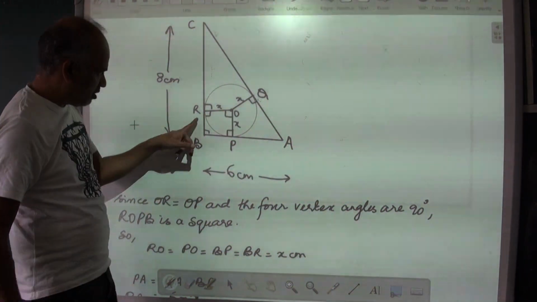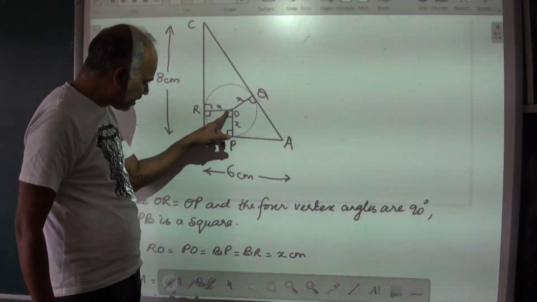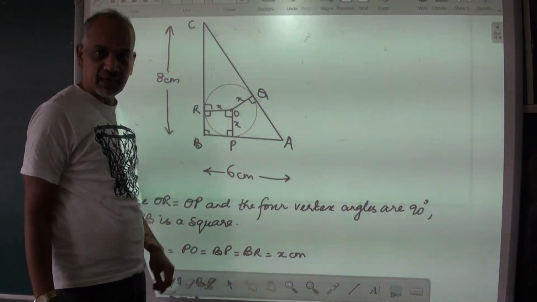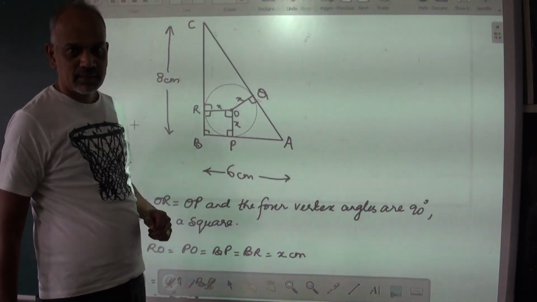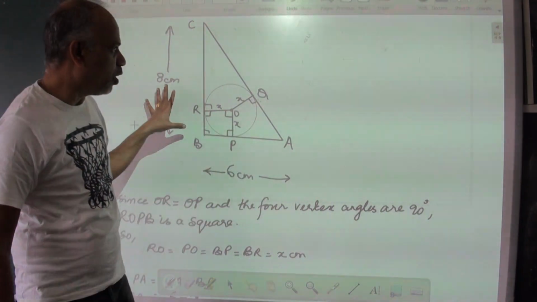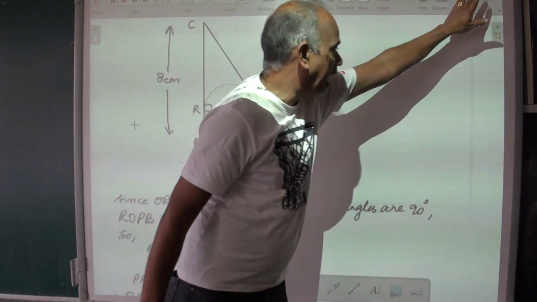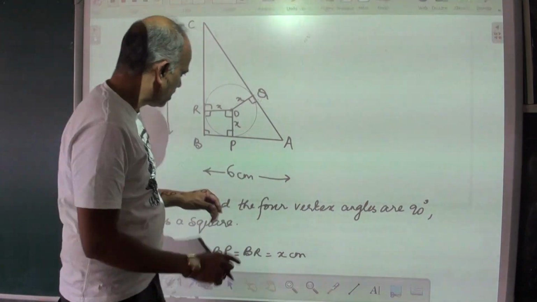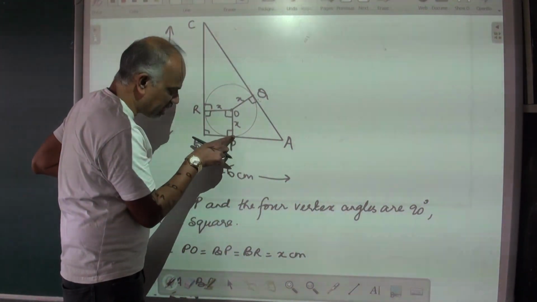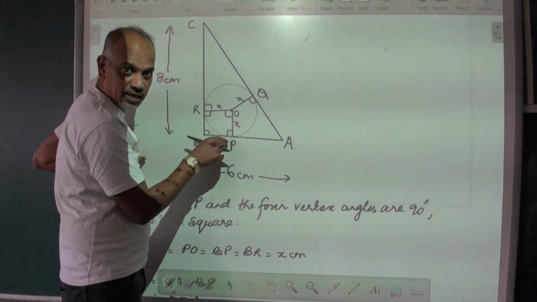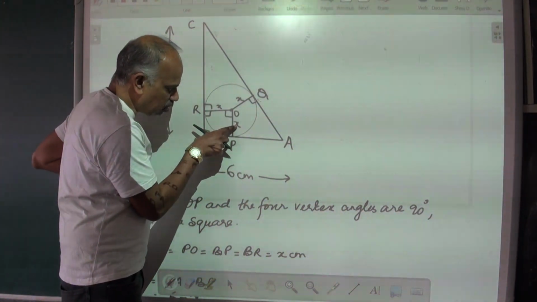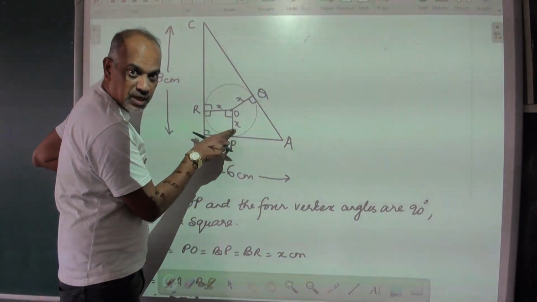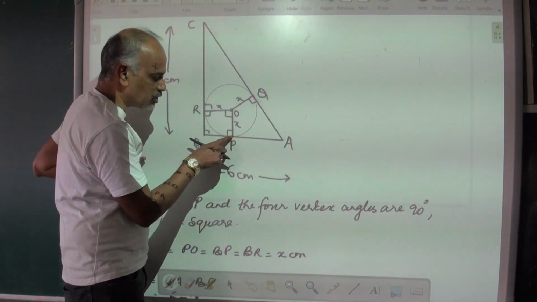So if all four angles are 90, then this figure ROPB must be a rectangle or a square. Now let's see whether it's a rectangle. If it is a rectangle, you have a length and breadth, which are different. The length is a little longer than the breadth. But look at the marking. This is x. This is also x. Both are equal. In a rectangle, you cannot have both these adjacent sides equal. So this cannot be a rectangle. It has to be a square.